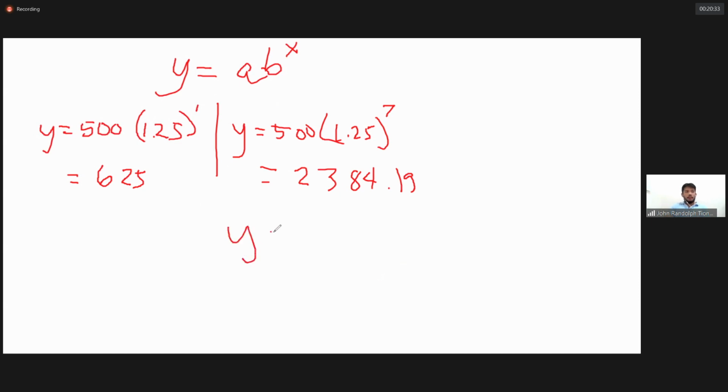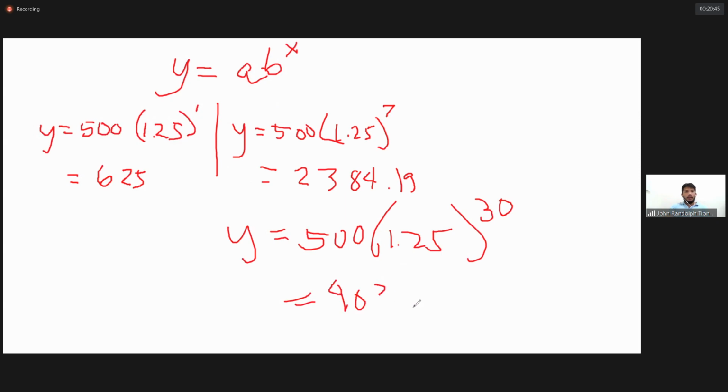So y equals 1 month from now, 500 multiplied by same growth factor, 1.25 to the power of 30. Then you will get 403,896.78. So imagine with that growth factor, guys, if we have a bacteria. So for example, sa mga scientists, they can calculate the amount of bacteria present in a wound with that factor. So 500 bacteria lang yung nakita nila.